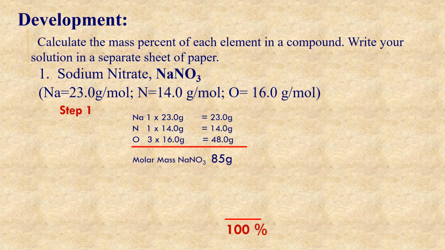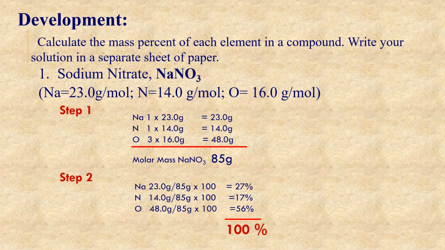The molar mass of sodium nitrate is 85 grams. Step 2, let us find now the percentage. For sodium, we have 27%. For nitrogen, we have 17%. And for oxygen, we have 56%.